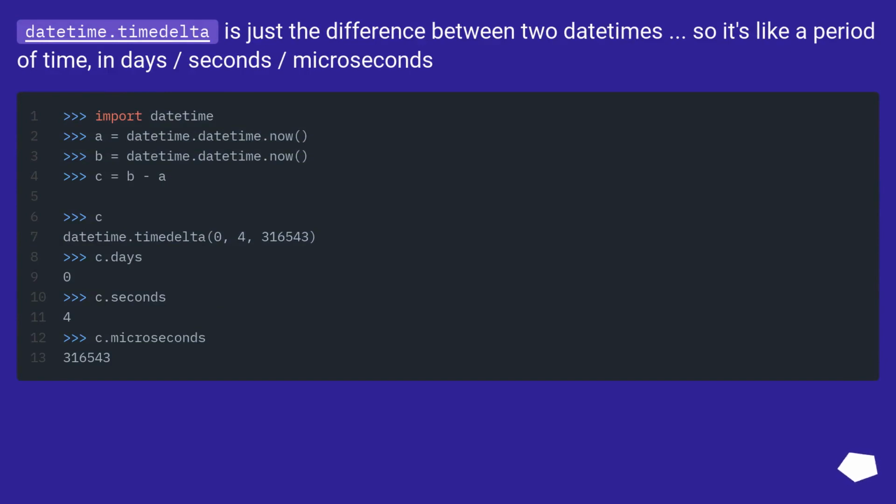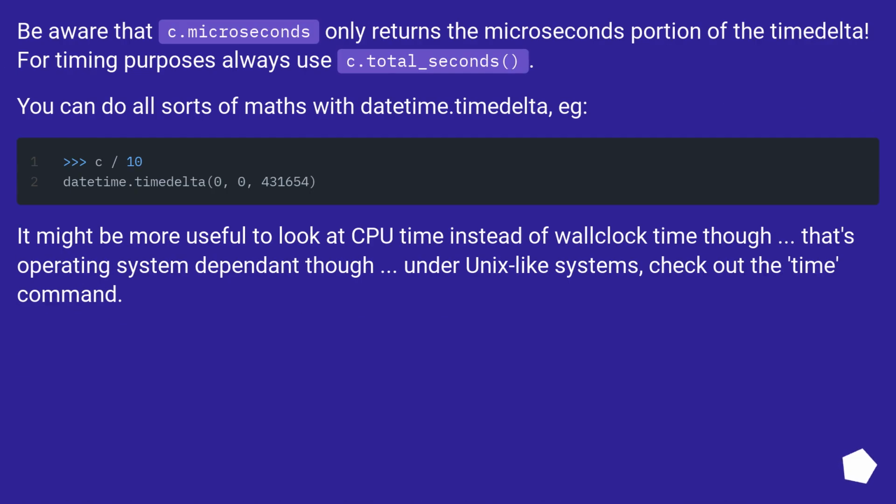Datetime.delta is just the difference between two datetimes, so it's like a period of time, in days, seconds, microseconds. Be aware that c.microseconds only returns the microseconds portion of the time delta. For timing purposes, always use c.total_seconds. You can do all sorts of maths with datetime.delta, e.g.